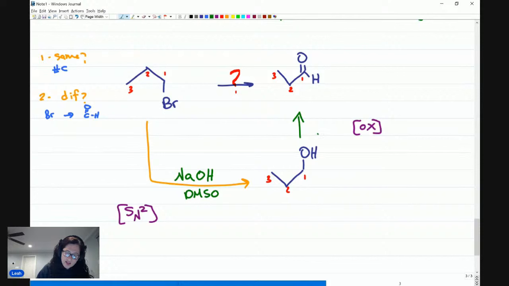And then for oxidation, because I'm stopping at the aldehyde, I don't want it to go all the way to the carboxylic acid. I need to use a weaker, inhibited oxidizing reagent, and PCC, pyridinium chlorochromate, is the one that I will go with. And that's how I get my product.